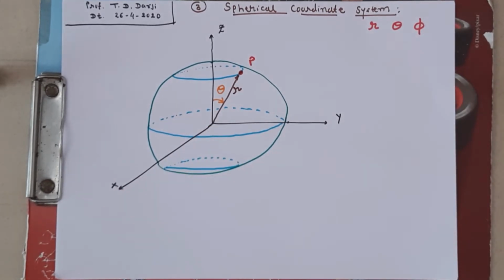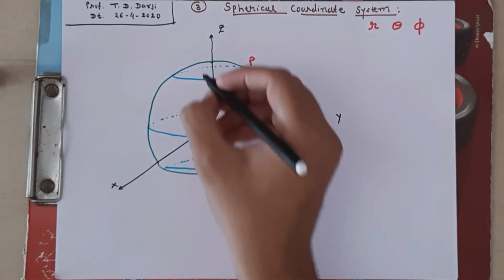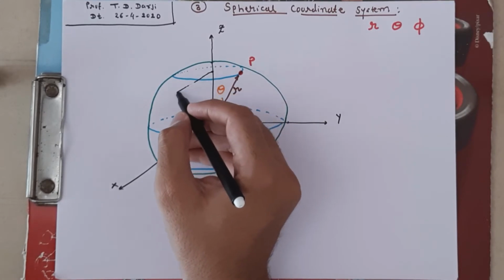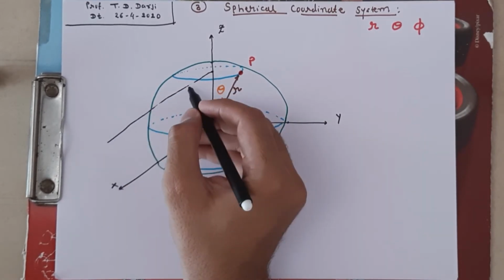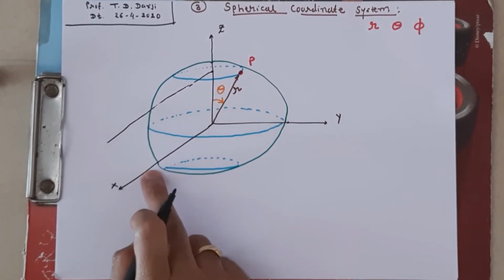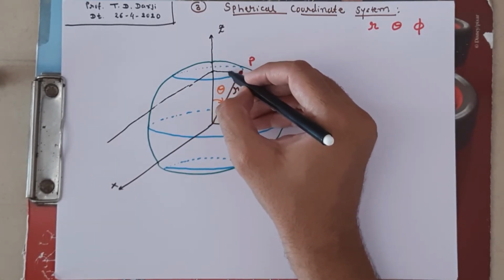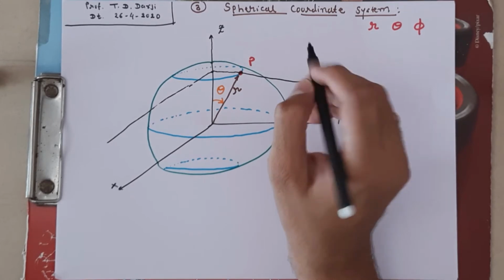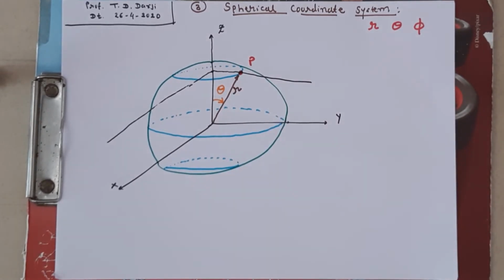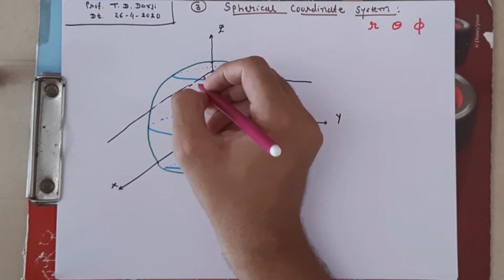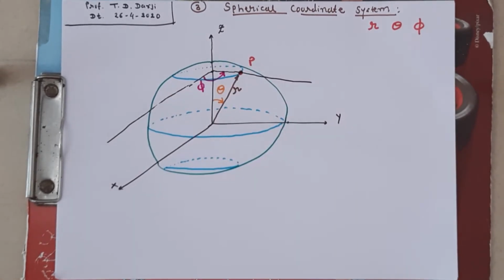So what we have to do? I have to take one center point and draw one line which is parallel to the x-axis. This line is parallel to my x-axis. And one more line which is passing through the point P. Now I have to measure the angle. This angle is known as angle phi.